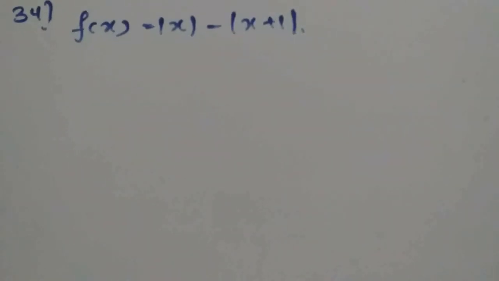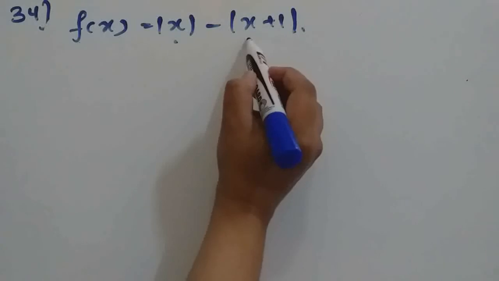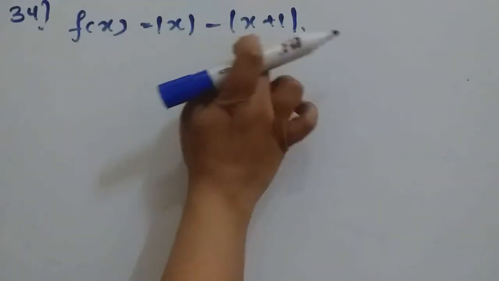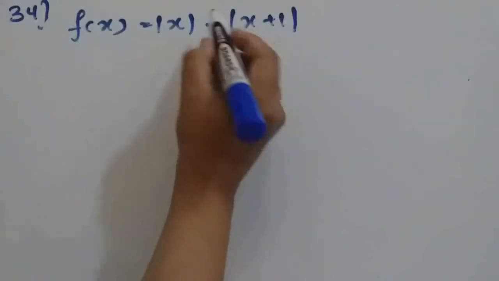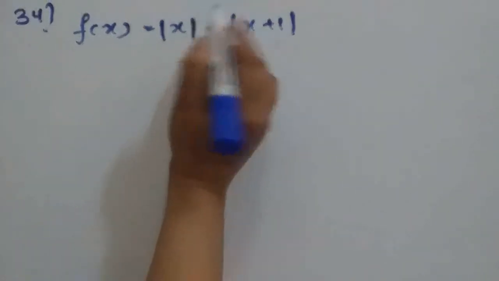Question: discuss the continuity of the given function. Here, points are not given, so we should find the points at which we can discuss the continuity. Because mod x is a continuous function, we know mod x plus 1, the modulus function, will always be continuous. But for mod x minus mod x plus 1, we have to check the continuity.